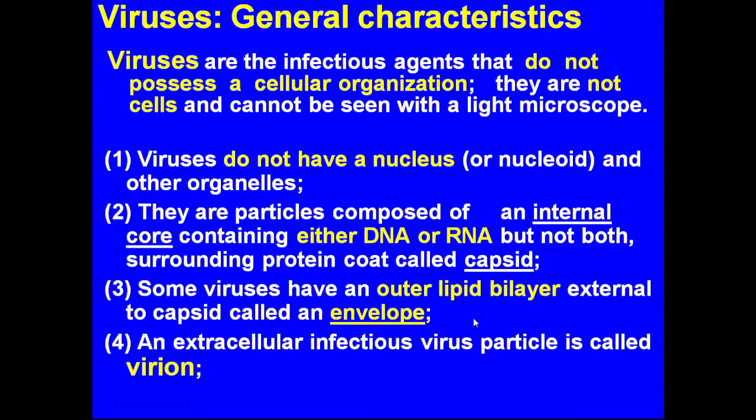External to the capsid is called the envelope. And we have to introduce a new term. The term is a virion. And what is a virion? This is an extracellular, completely done infectious virus particle.